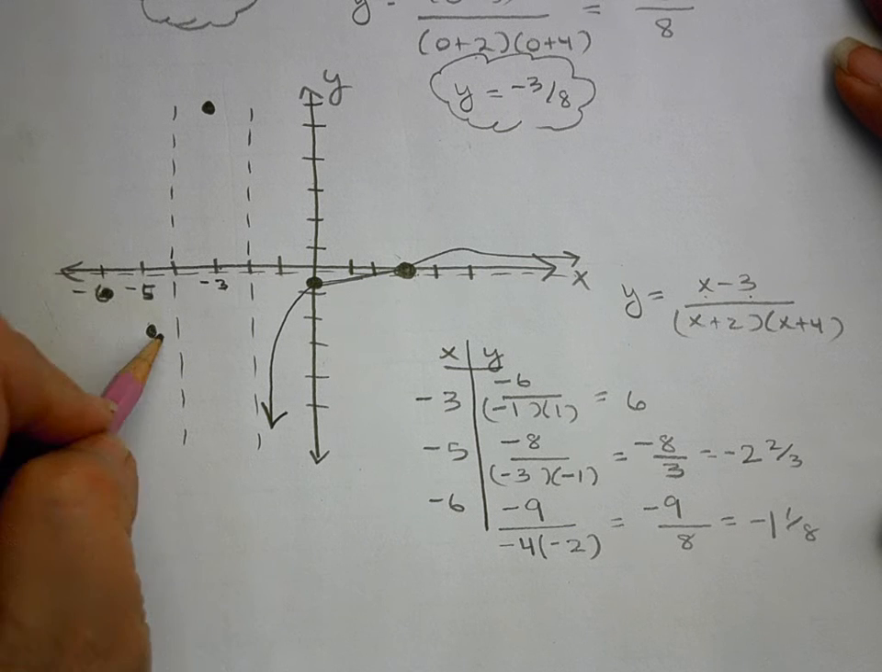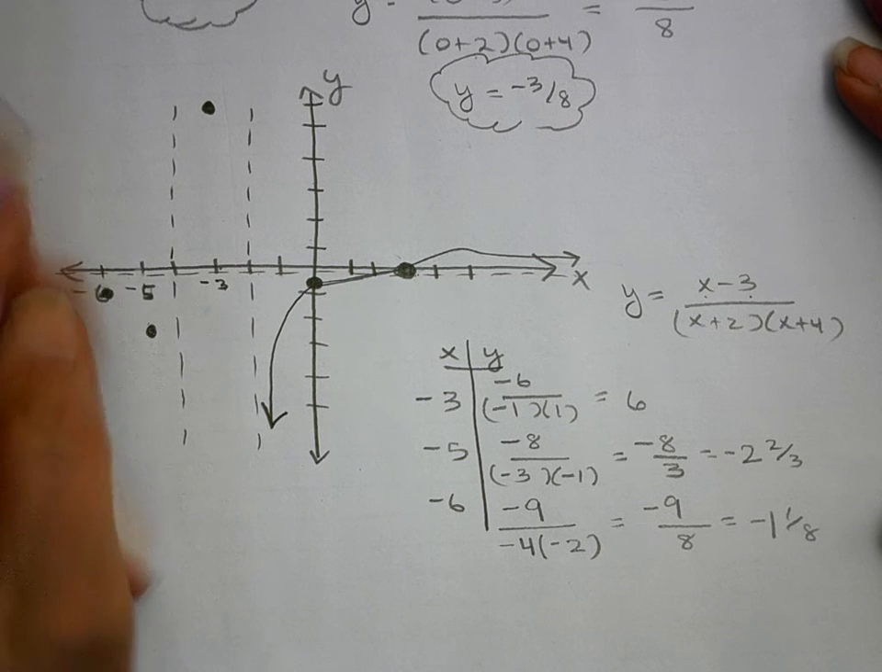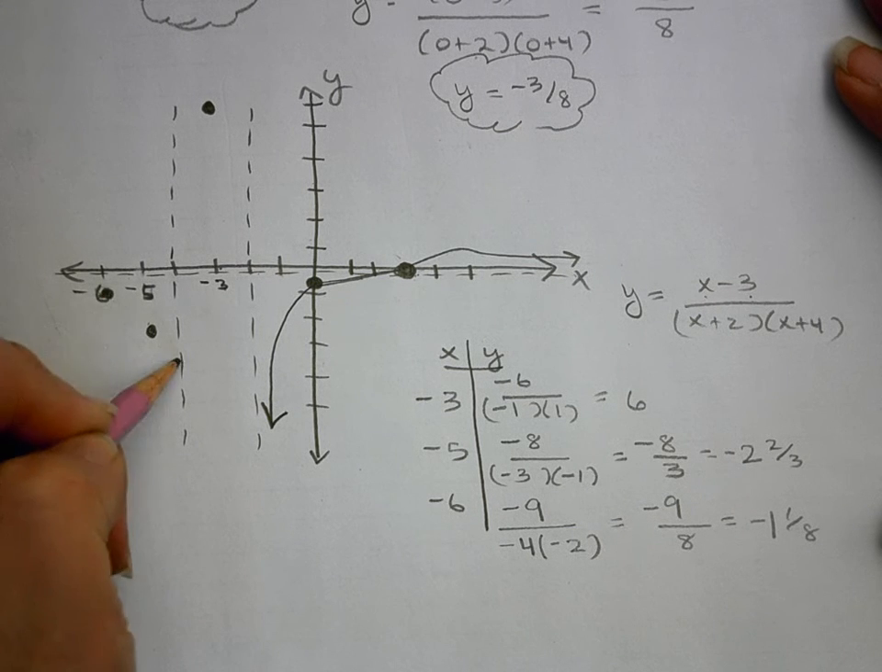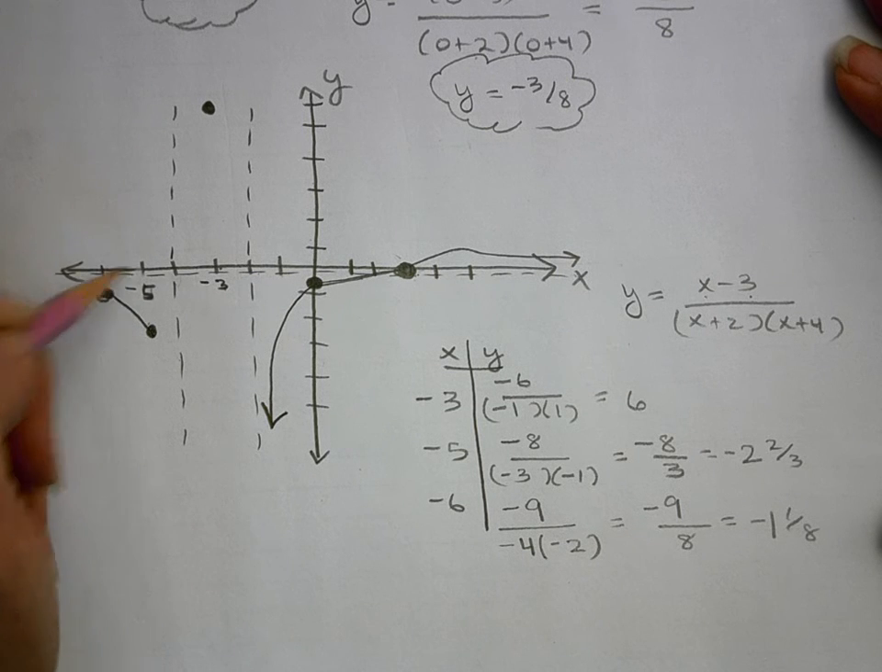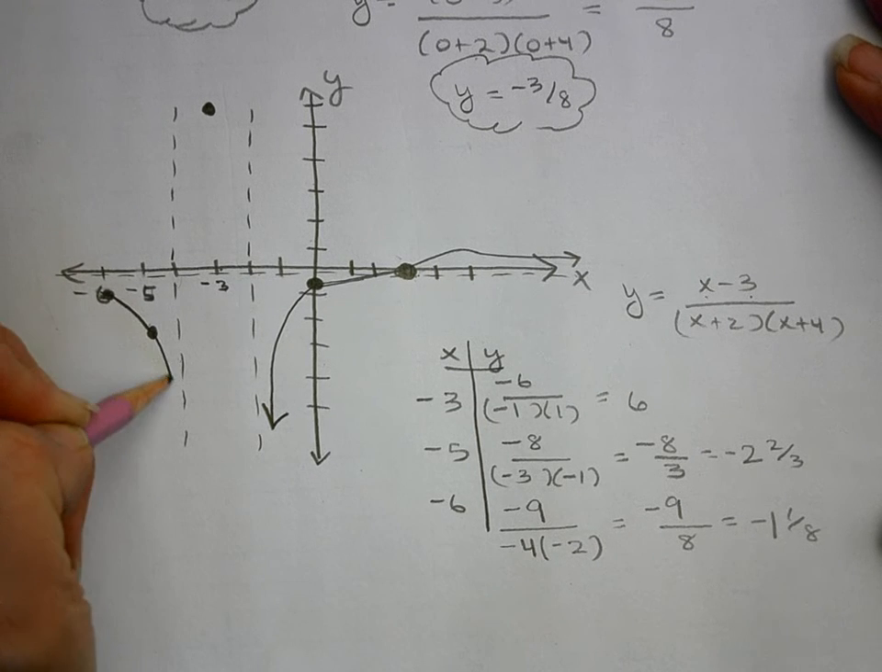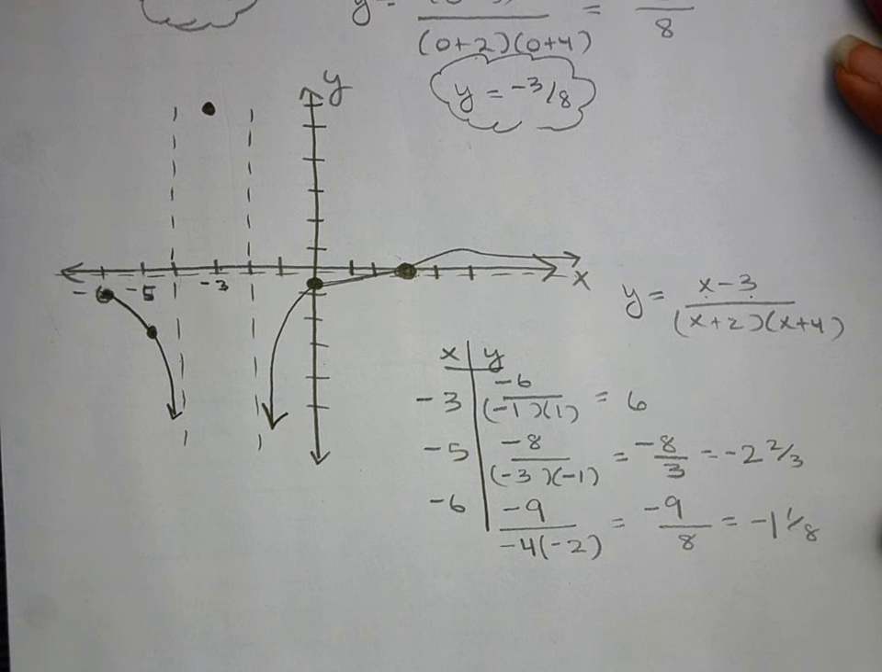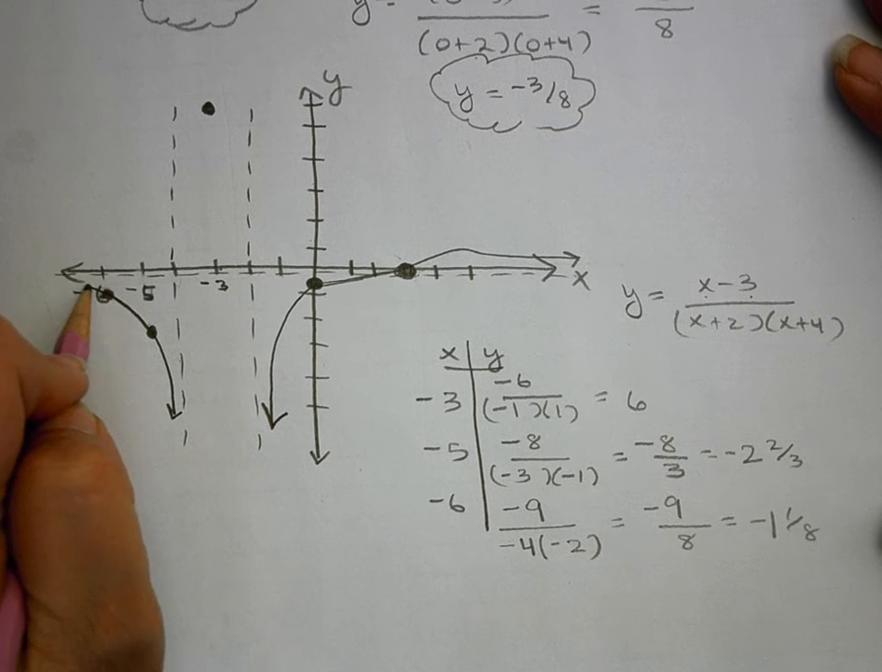So I know that I'm going to connect here, and then I'm going to go towards the asymptote, and I can't turn up because there's not an x-intercept right here. So I'm going to turn downwards and run parallel. And then again, I don't have another x-intercept, so it's just going to go up towards the asymptote and run parallel.